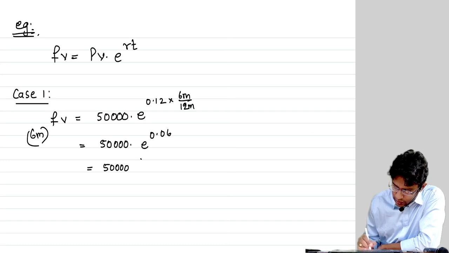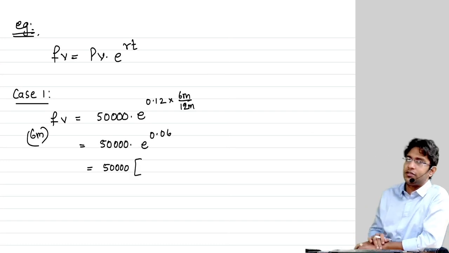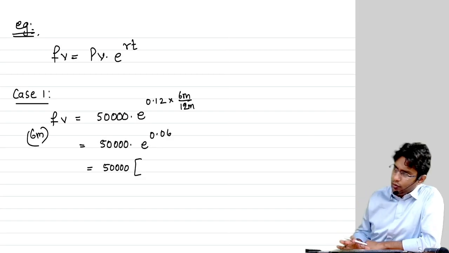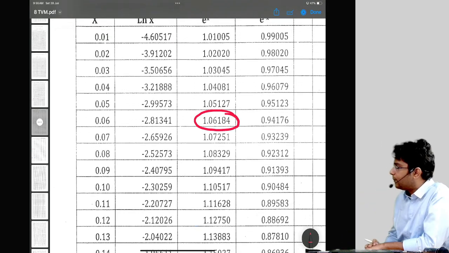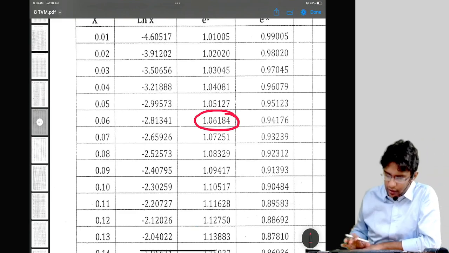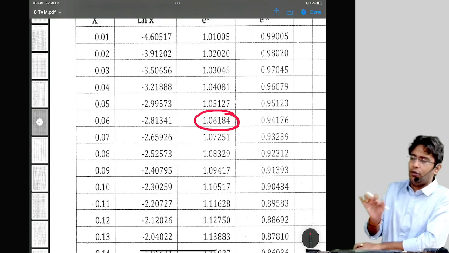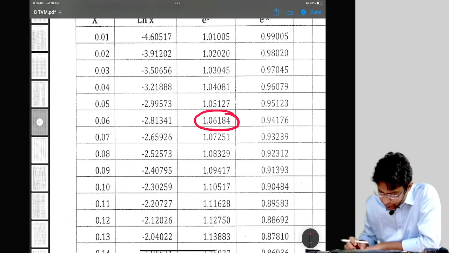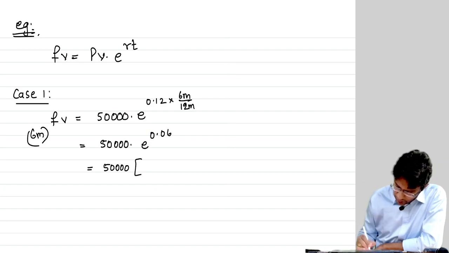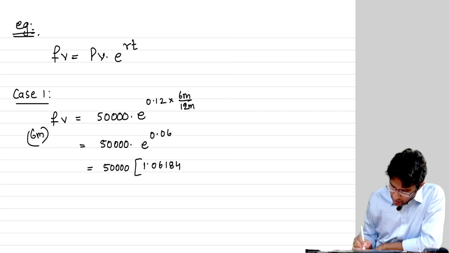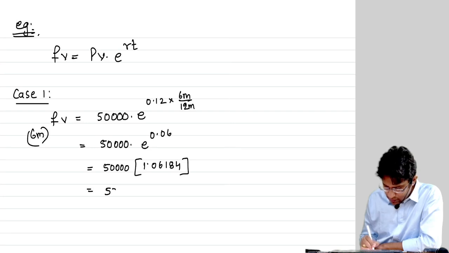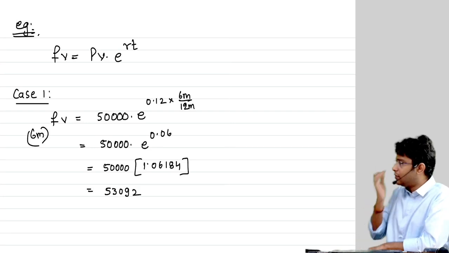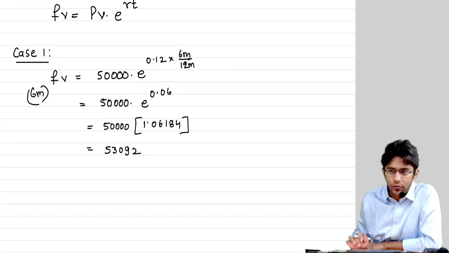50,000 into now e power 0.06 ka value. You can work out, sir, or you can check the tables also. E power 0.06 ka value is 1.06184. Even if you work out on your calc, 100% you will get same answer. You can try on your own. So 53,092. You got this?